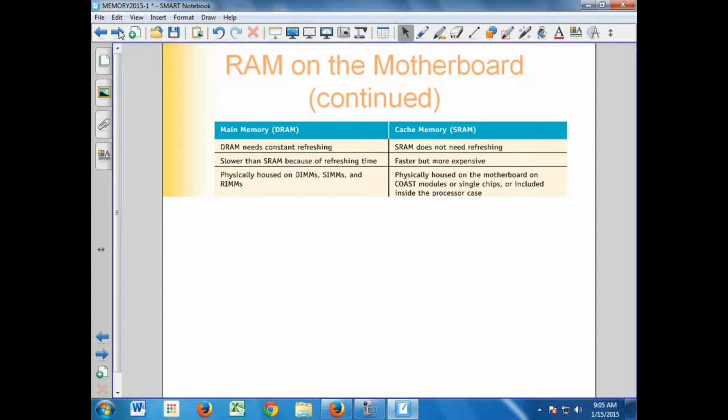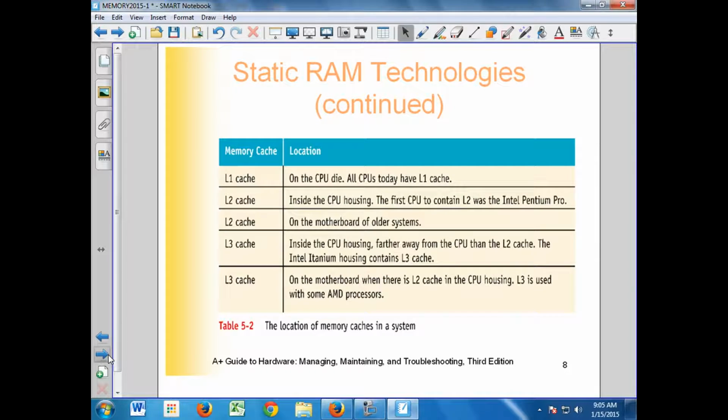So of the two kinds of RAM, we have dynamic on our memory modules and static on our CPU, okay? Our static RAM is either our L1, L2, or L3 cache, depending, okay? And you guys have already looked at this, and this is the last thing we're going to talk about static RAM, because you've already looked at static RAM, not knowing it was static, when you looked at your CPU cache.